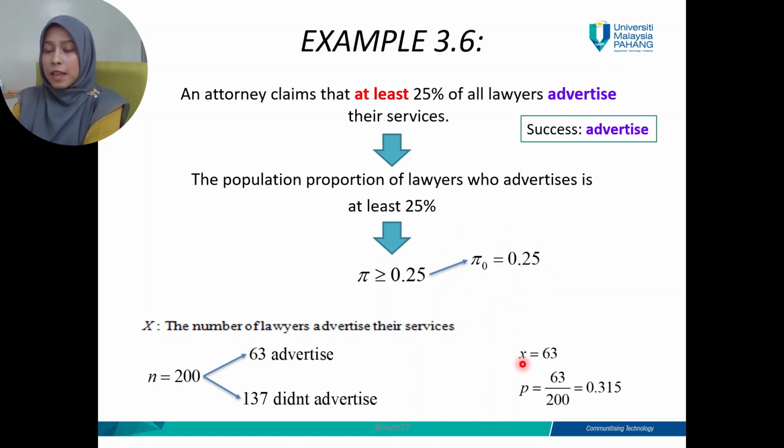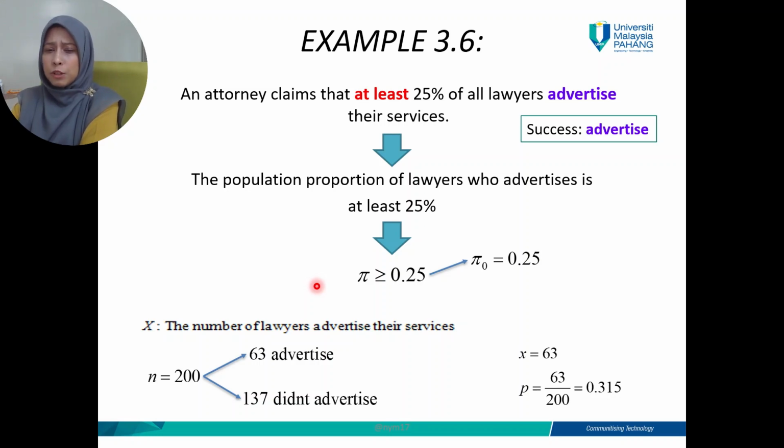Since we have defined the success as advertised, we can denote X as 63. X here is the number of lawyers who advertise, and P here is the sample proportion of lawyers who advertise. To calculate P, you use the formula X divided by N, and this is your sample proportion value of lawyers who advertise.